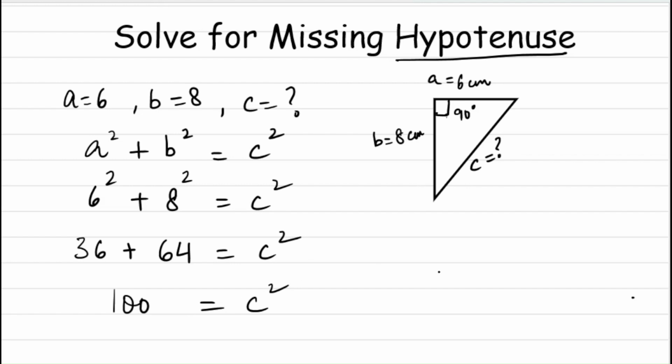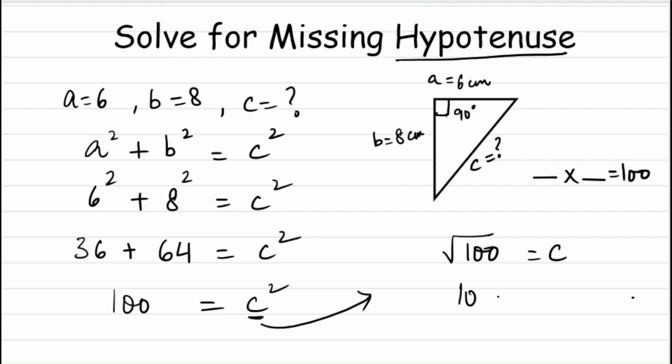So after this step, I will take the square root to find the value of C, because if C square is 100, then to find the value of C, I need to look at a number which when multiplied 2 times gives me 100. So in other words, I am finding the square root of 100. So what is the square root of 100? 10. So the value of C, or the missing hypotenuse, is 10 centimeter.